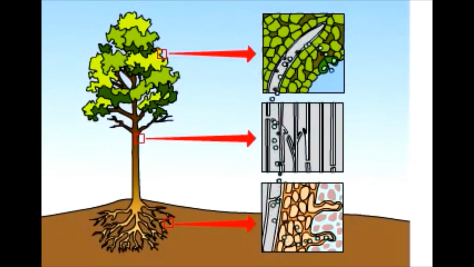Thus, the plant's xylem uses the movement of evaporating water molecules, cohesion, and adhesion to draw water and dissolved minerals from the soil into its roots and upward to its leaves.